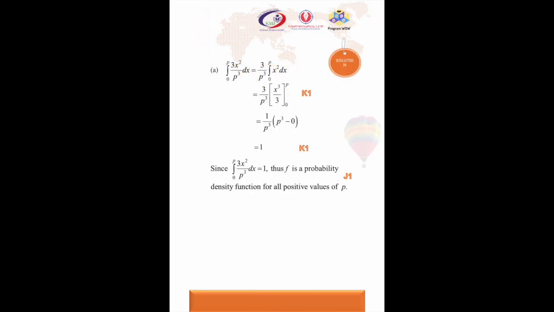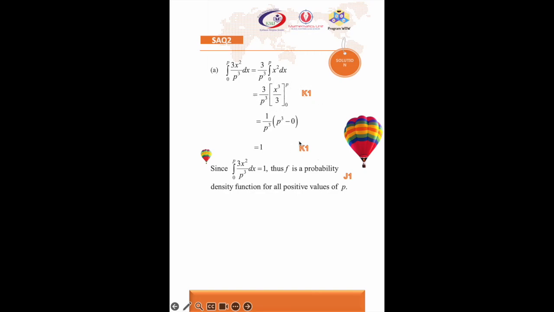So for the first part of the question, we just need to integrate from -infinity to 0 of 0 dx, 0 to p of the function, and then p to +infinity. So you don't have to write that. You just integrate from 0 to p. So once you have done your integration, you're going to get 1 mark.